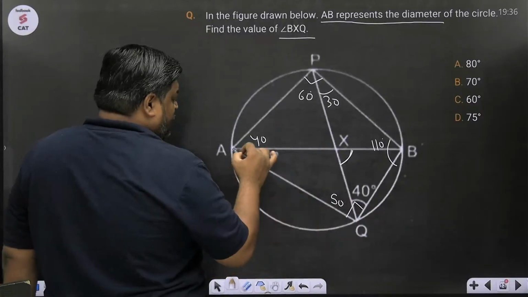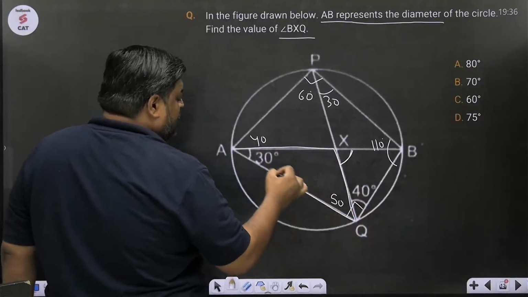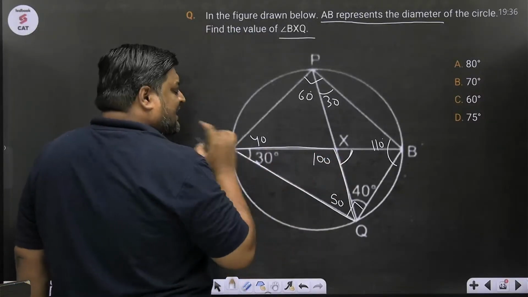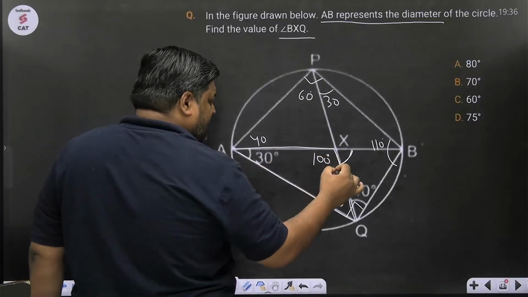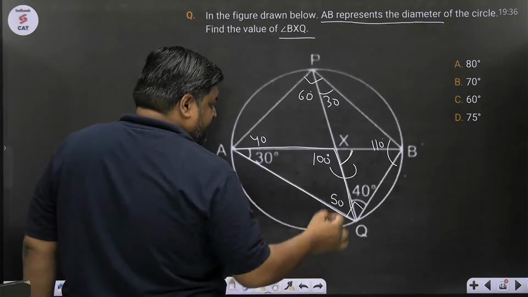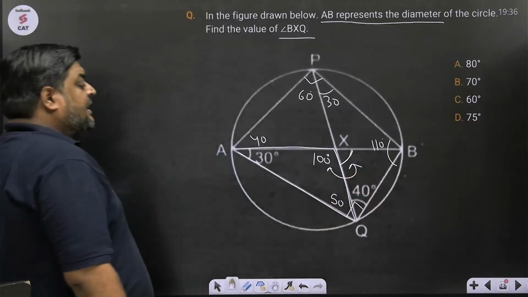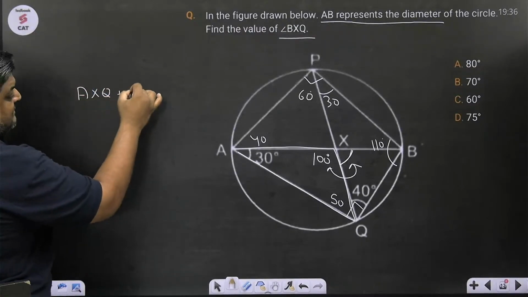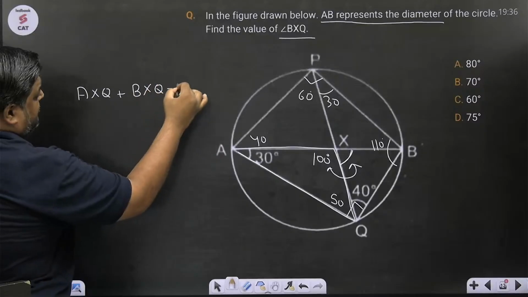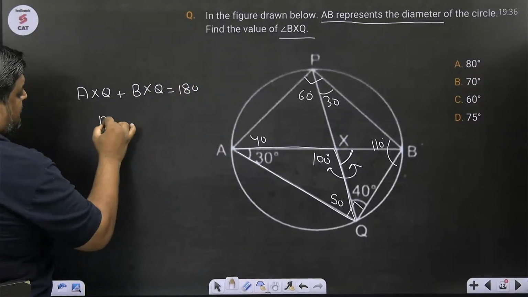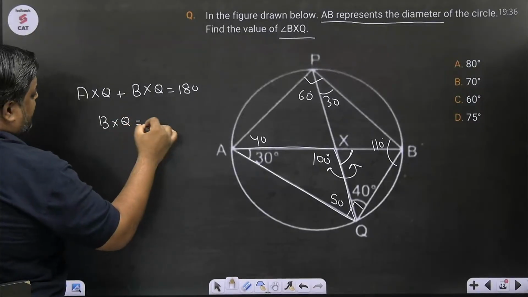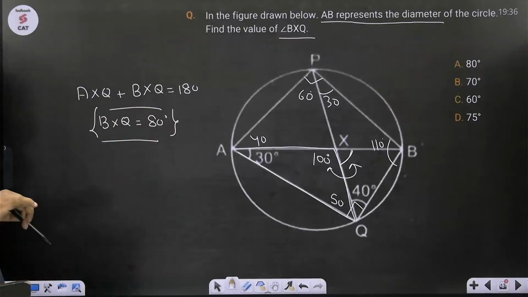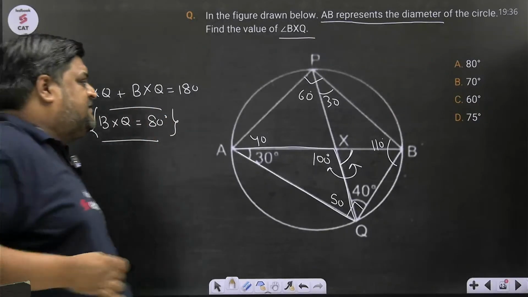If this is 50, focus on this particular triangle. 50 plus 30, so this angle has to be 100, right? And if this is 100, these two will constitute 180. I can write AXQ plus BXQ, they are 180. So BXQ is 180 minus 100, 80 degrees. Very good. The correct answer to this question was 80 degrees.